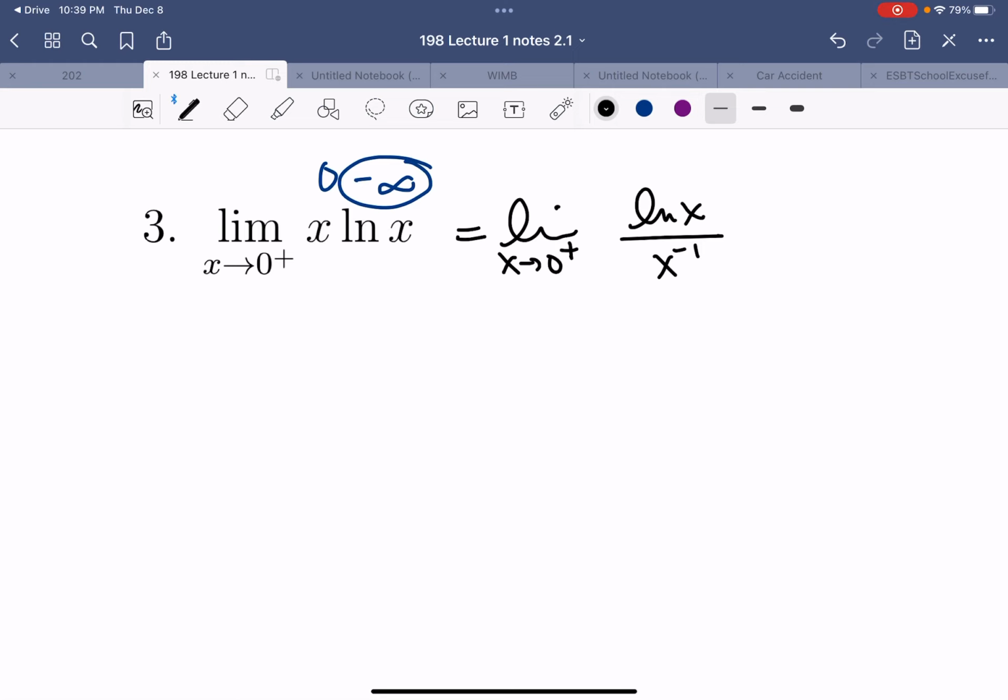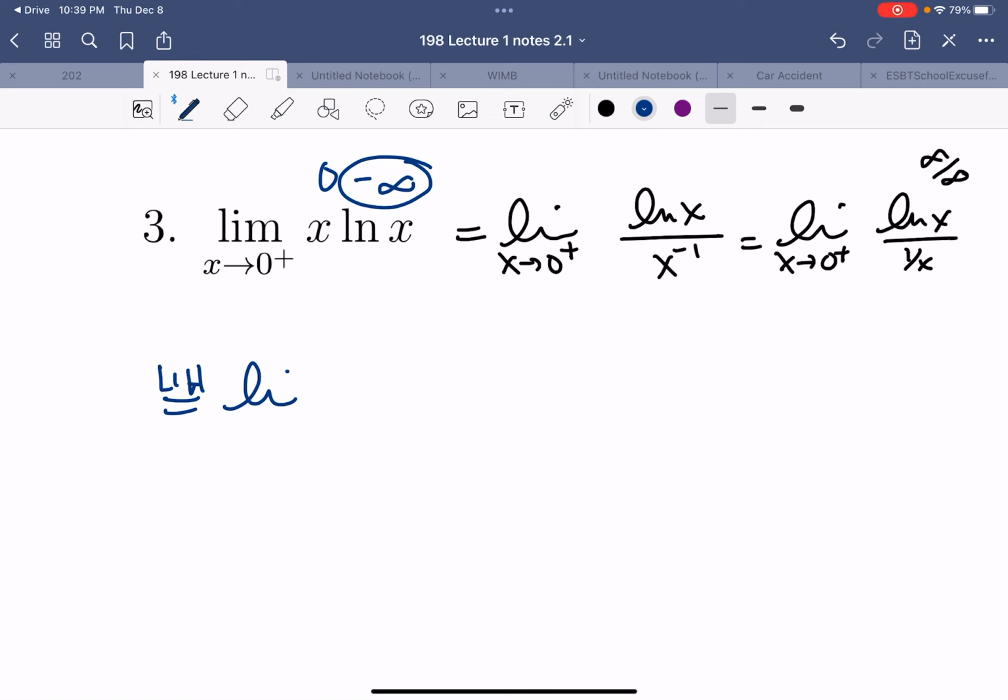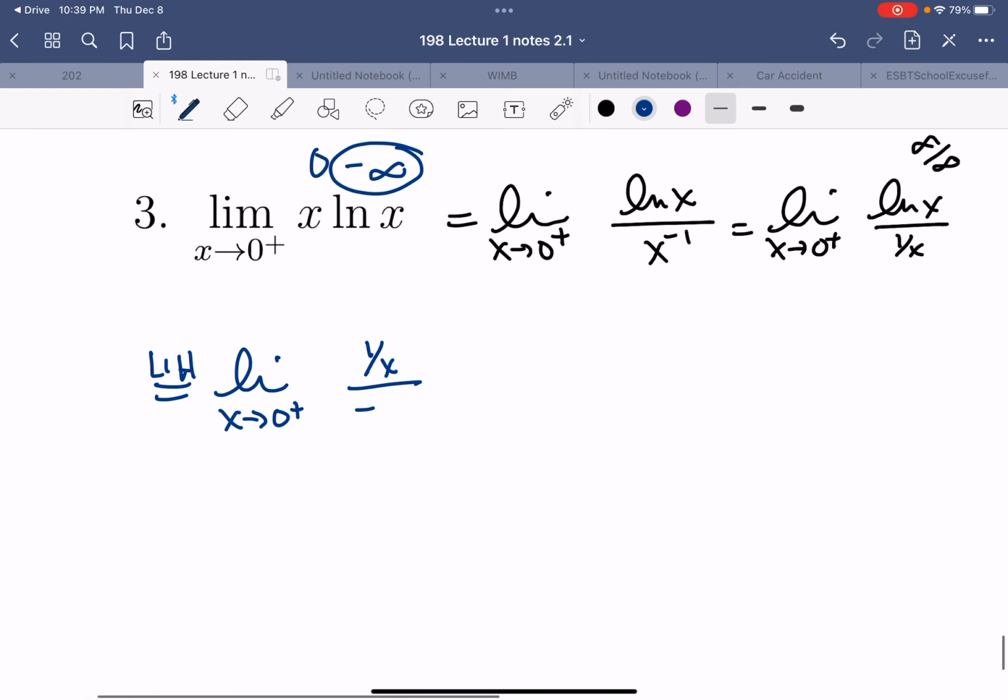And then, this is really the limit as x goes to 0 from the right of ln of x over 1 over x, and if you plug in 0, that's going to be infinity over infinity. And so that means that we can use L'Hopital's rule. So we can take the limit as x goes to 0 from the right. Derivative of the top is 1 over x. Derivative of the bottom is negative x to the negative 2.